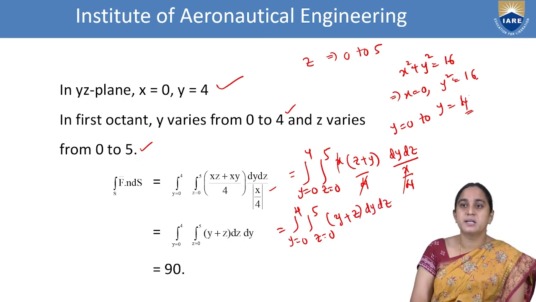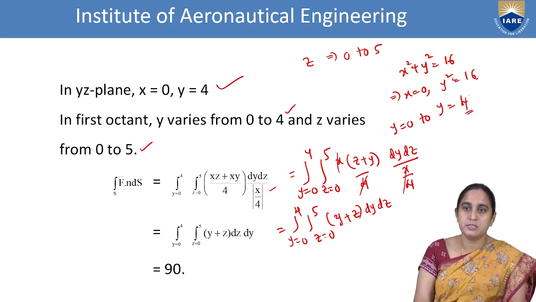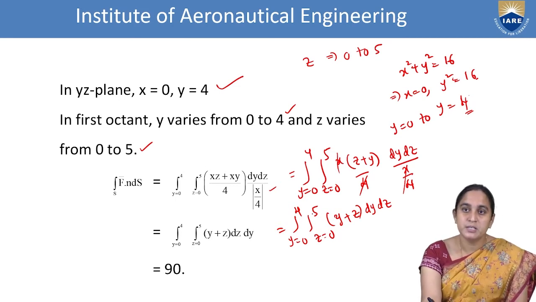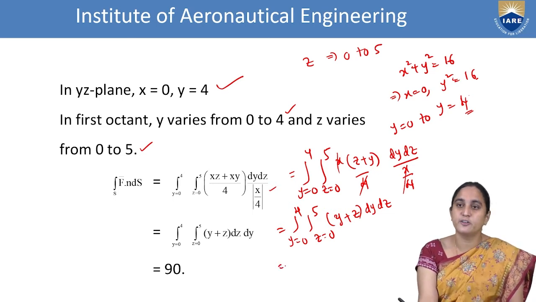Okay, y plus z into dy dz. Now I'll integrate first either with respect to y or with respect to z. Why? Because here the y and z limit points are numbers only, not variables. That means you can integrate either with respect to y first or with respect to z first. Okay, then first I'll integrate with respect to y.